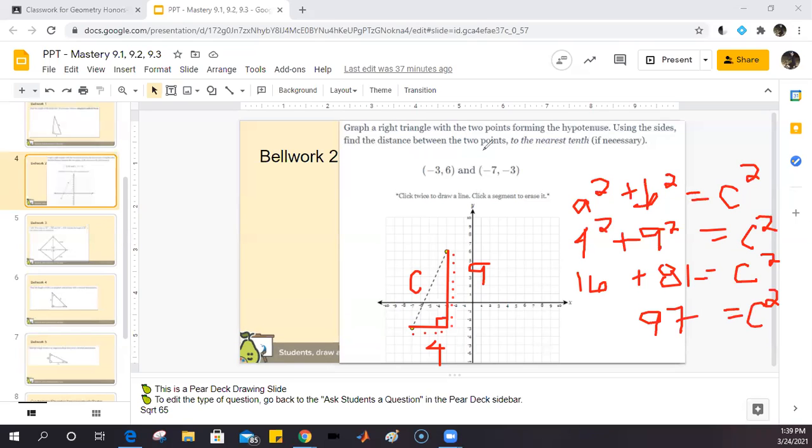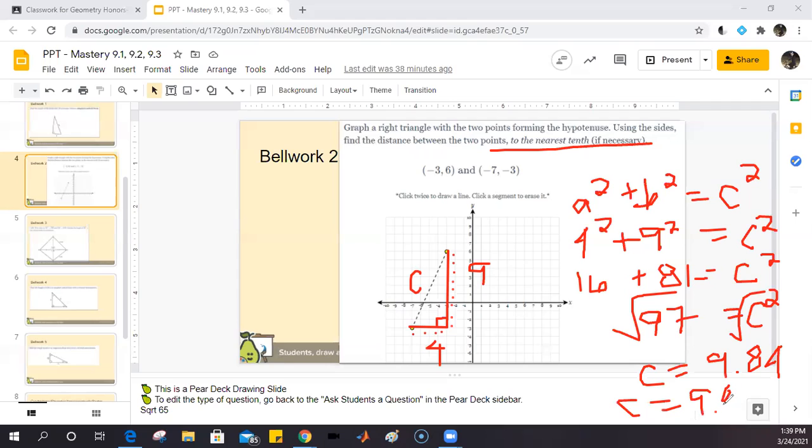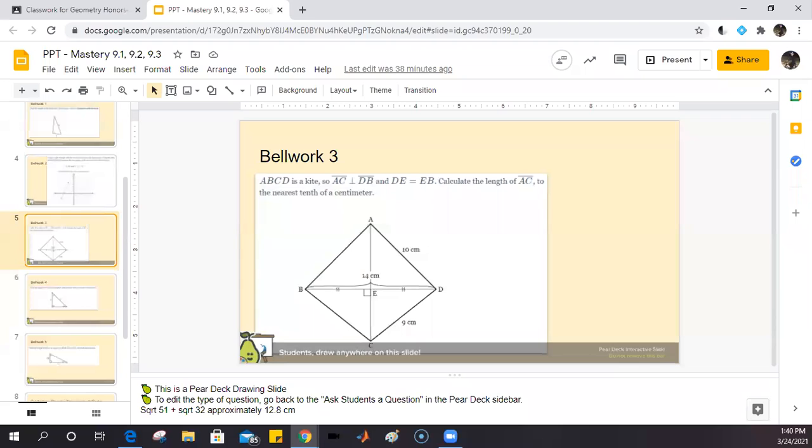This question said round to the nearest 10th. So when we square root both sides, we get C is the square root of 97, 9.84, which will round to 9.8. C is 9.8. Record. Bell work 3, we got a kite.